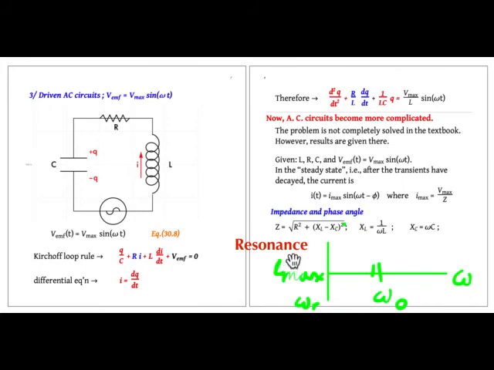Now let's plot the amplitude of the current oscillations, that's I max, as a function of omega. You see it's V max over the square root of R squared plus XL minus XC squared. If omega is equal to omega 0, 1 over the square root of LC, then XL and XC are equal. So this would just be V max over R. So that'll be some value up here.